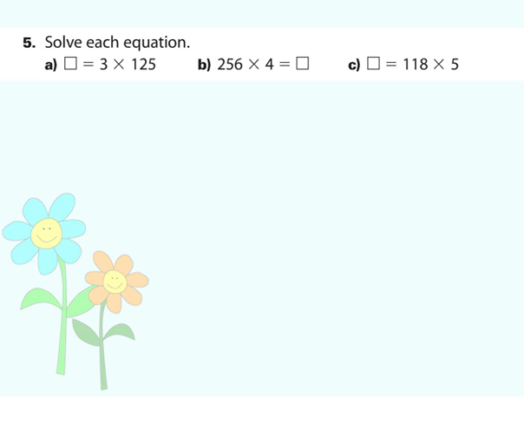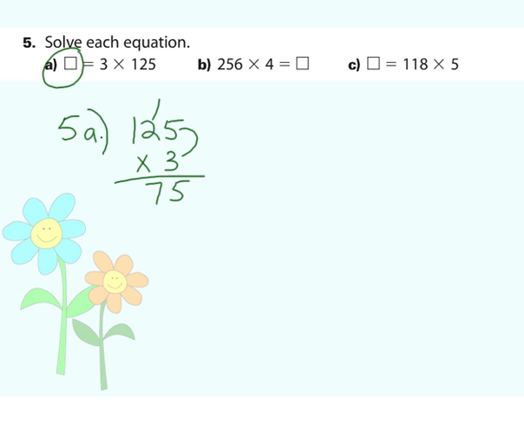This is exactly the same thing, but it always confuses kids because the box for the product is starting at the start. What you need to do, you'll write 5A, you'll put your 3-digit number on top, multiplied by your single digit, and then solve. 5 times 3 is 15, 2 times 3 is 6, plus 1 is 7, 3 times 1 is 3. Your answer, 375. Okay, so please write them up and down to solve.